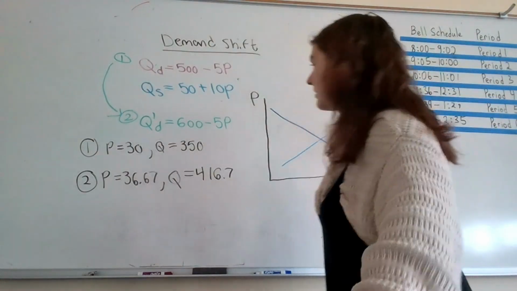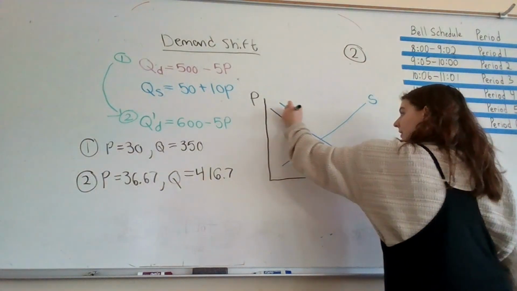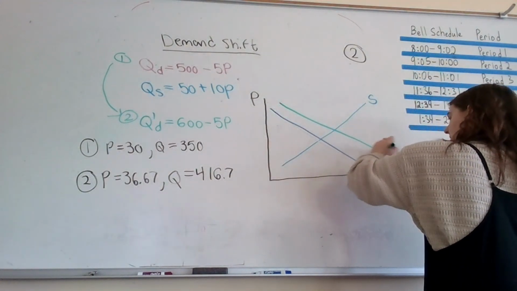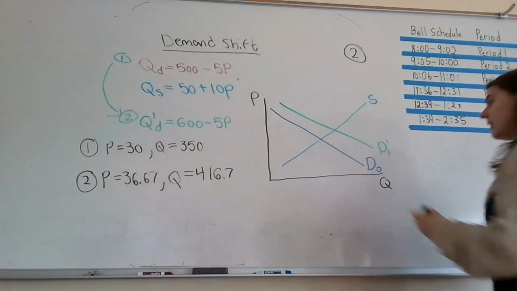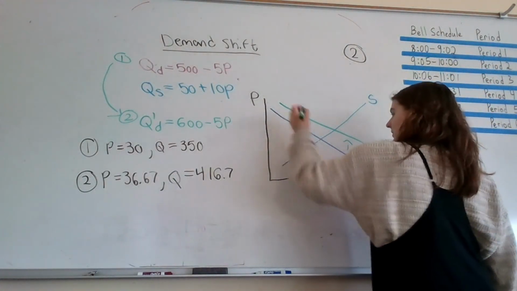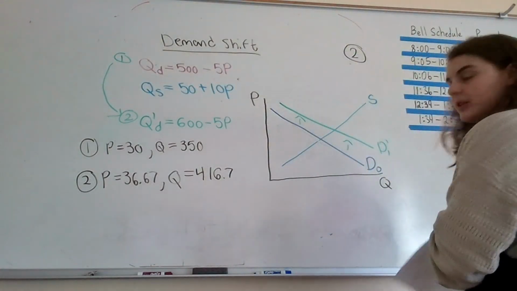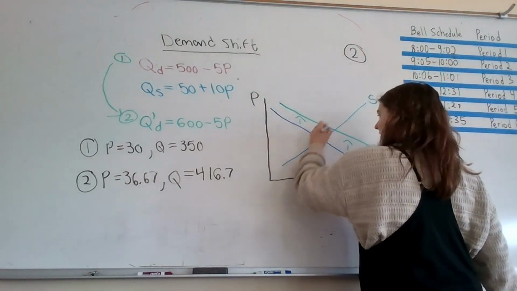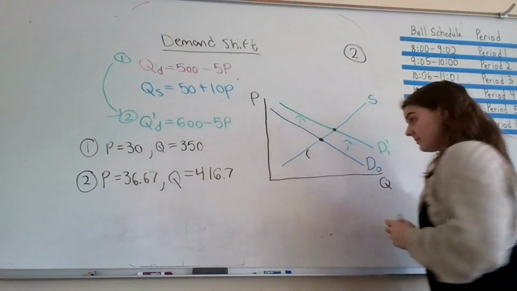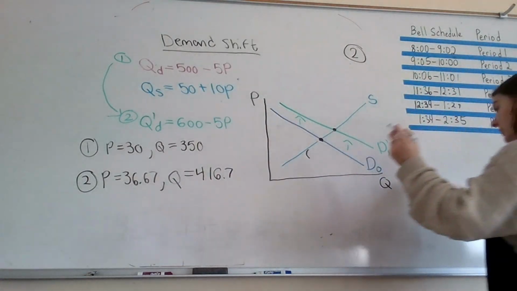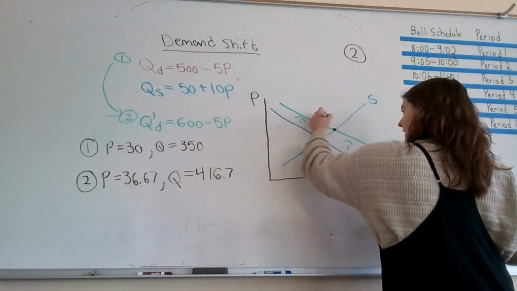Our new demand is green. Our new demand is higher. We can call this demand prime. We can call this demand 1. We just need to indicate that we have shifted upwards, right? And then the most important part is our equilibriums. If we want to label these, I would absolutely recommend it. Give them a little dot. Our original equilibrium looks something like this. We're going to call this E1, and this is E2.